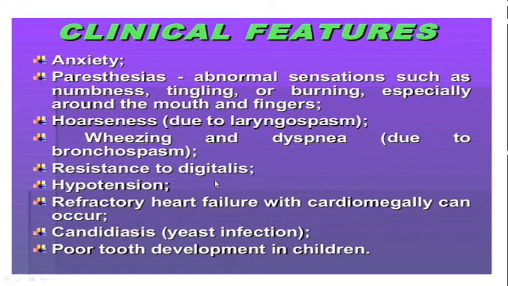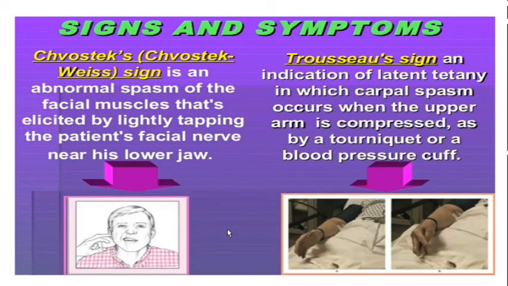Then hypotension because of the deficiency of calcium, and refractory heart failure with cardiomegaly is again one of the dreaded long-term complications. And poor teeth development in children is very common, and then there can be widening of the wrist in children because of the delayed fusion. The signs and symptoms are very common.